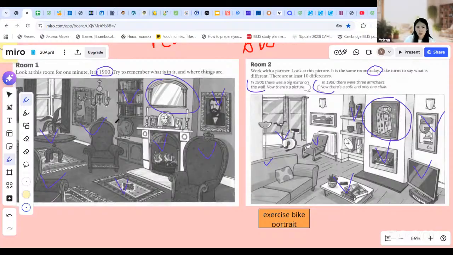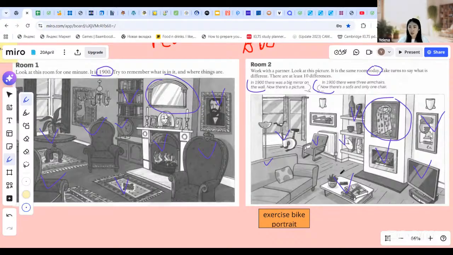What's this? It's a globe, right? Globe. Okay, make up a sentence, please. In 1900, there was a globe. Where? On the shelves, yes. And now there is a clock on the shelf. Yes, that's right.